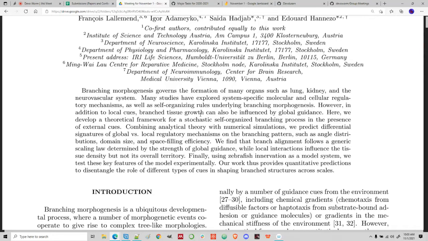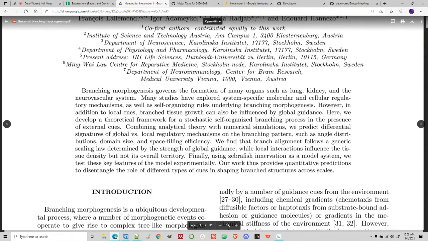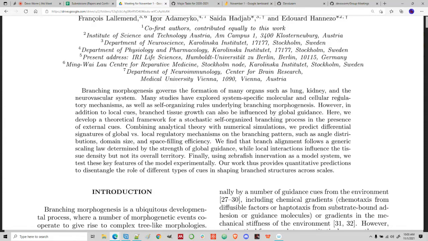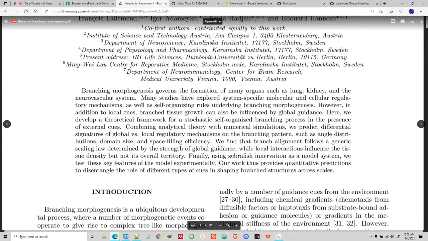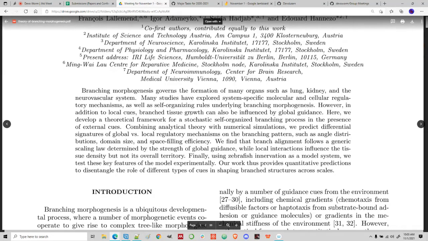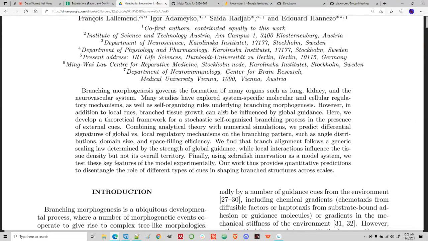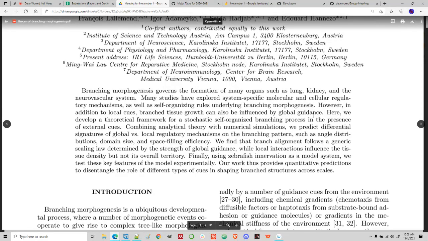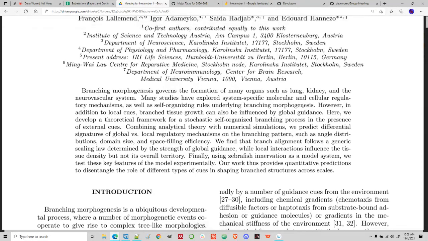Many studies have explored system-specific molecular and cellular regulatory mechanisms, as well as self-organizing rules underlying branching morphogenesis. So again, we're back to the self-organizing rules aspect, and we could describe that as a Turing pattern or a Turing process, but in this case, they're looking at branching morphogenesis specifically. So they're looking at a different kind of model.